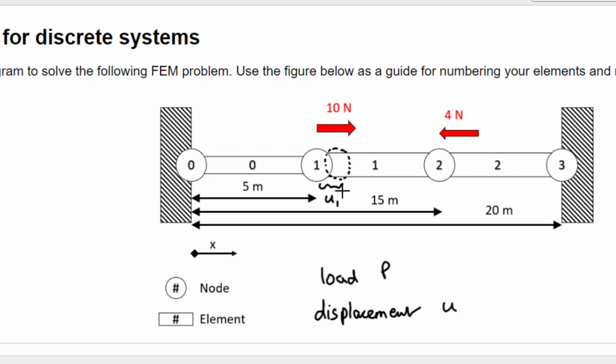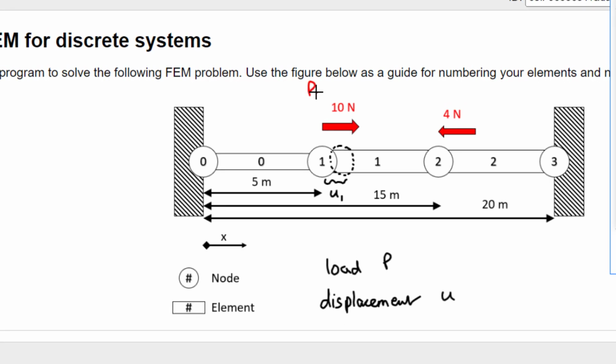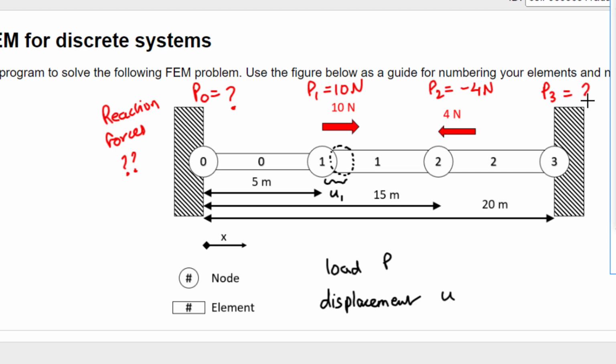So this is like the initial information. So we know there is some load applied over here. So we'll call this P1 equal to 10 newtons. And we also know at node 2, there is a 4 Newton force applied. So P2 equal to minus 4 newtons because of the change in direction. And then we have P0 here and P3 here, both of which are reaction forces. And we do not know the reaction forces yet. The objective of the FEM problem is to solve for these reaction forces. So these two are unknowns.